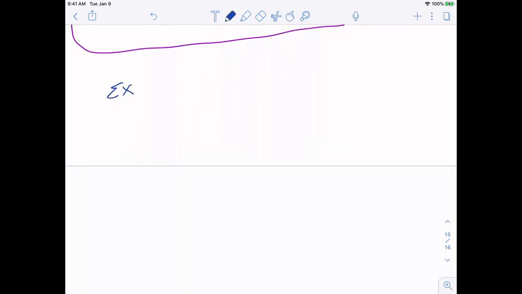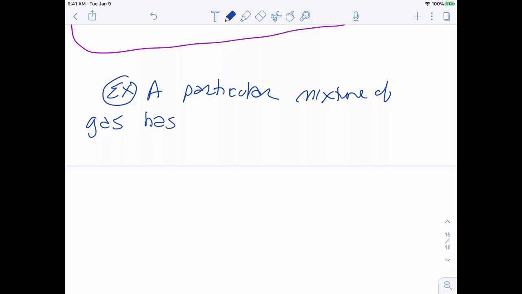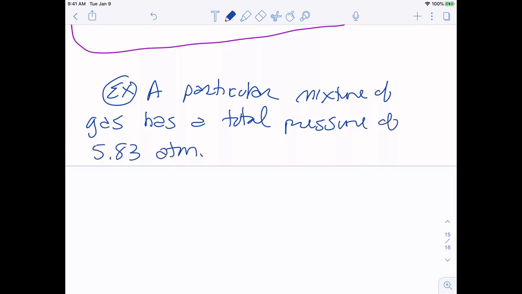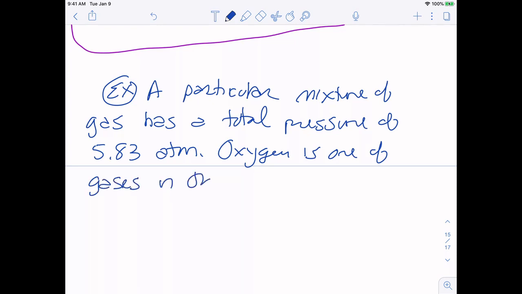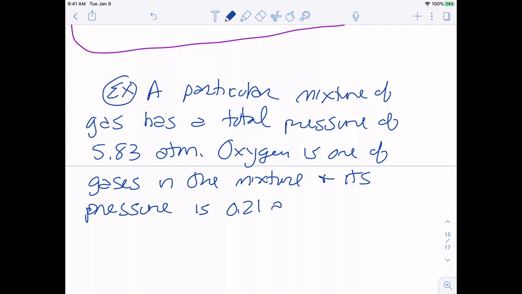So, an example: a particular gas, or rather a mixture of gases, has a total pressure of 5.83 atmospheres. Oxygen is one of the gases in the mixture, and its pressure is 0.21 atmospheres.